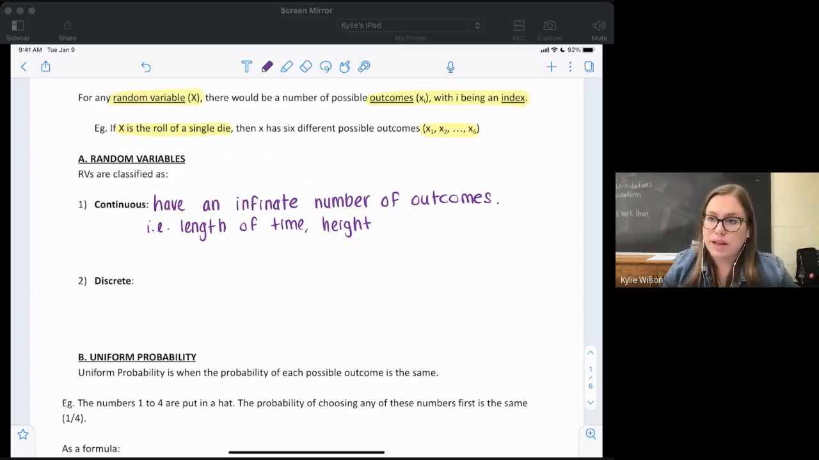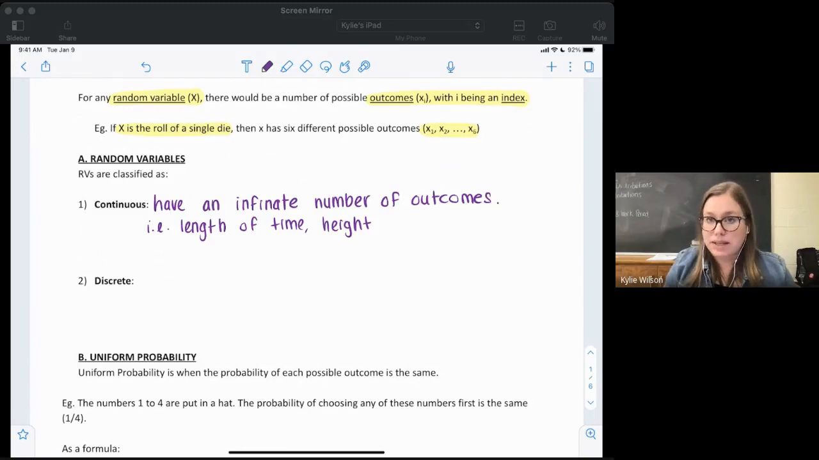So for example, with a height, I could get a very good measuring tool and measure my height to 5 feet, 4.23 inches. The point is that the heights, you could be 5'3", 5'4", 5'4 and a quarter, 5'4 and a half. All of those numbers in between 5'4" and 5'5", all of those decimals and fractions that are in between those numbers are possible outcomes for this random variable.